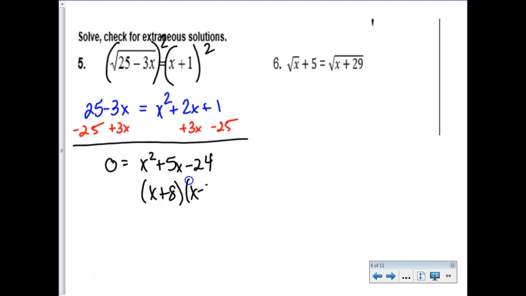How about x plus 8 and x minus 3? For your factors, which means your solutions are x equals negative 8 and x equals positive 3. And after all that work, we feel like we deserve to just box our answer in and move on. However, we're not going to because you need to check.